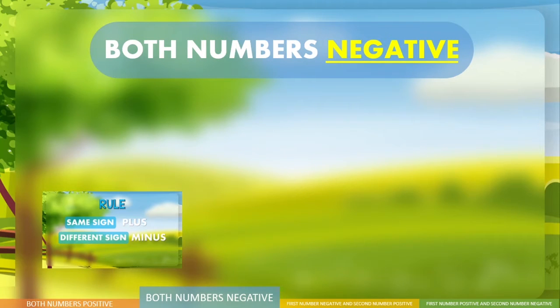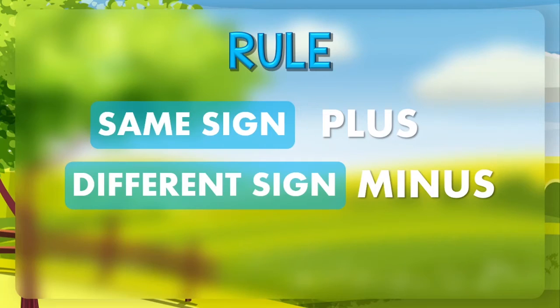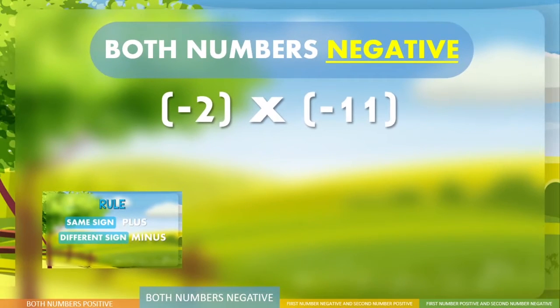If both the numbers are negative, how do we multiply? Here we have an example, -2 multiplied by -11. Now here's where our rule comes in. When we have the same sign, we put the plus sign. Over here, we have -2 and -11. It's the same sign, so we'll put the positive sign in our answer. When we multiply 2 and 11, whatever answer we get should be in positive form. So we'll get the answer 22, and this is our answer for this question.